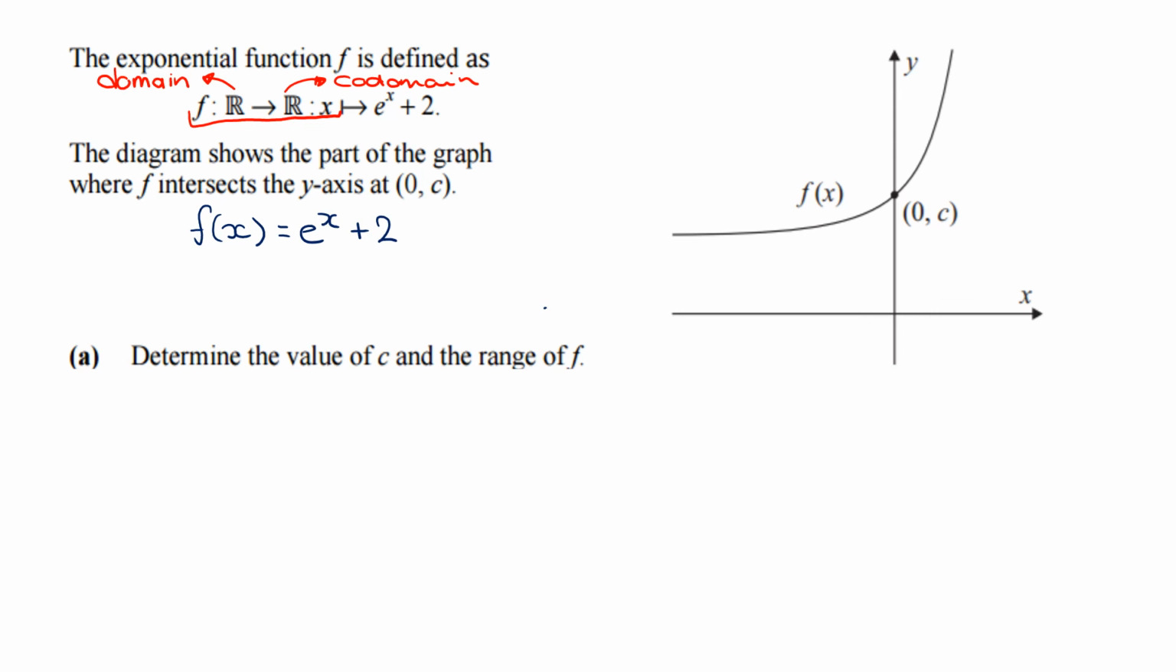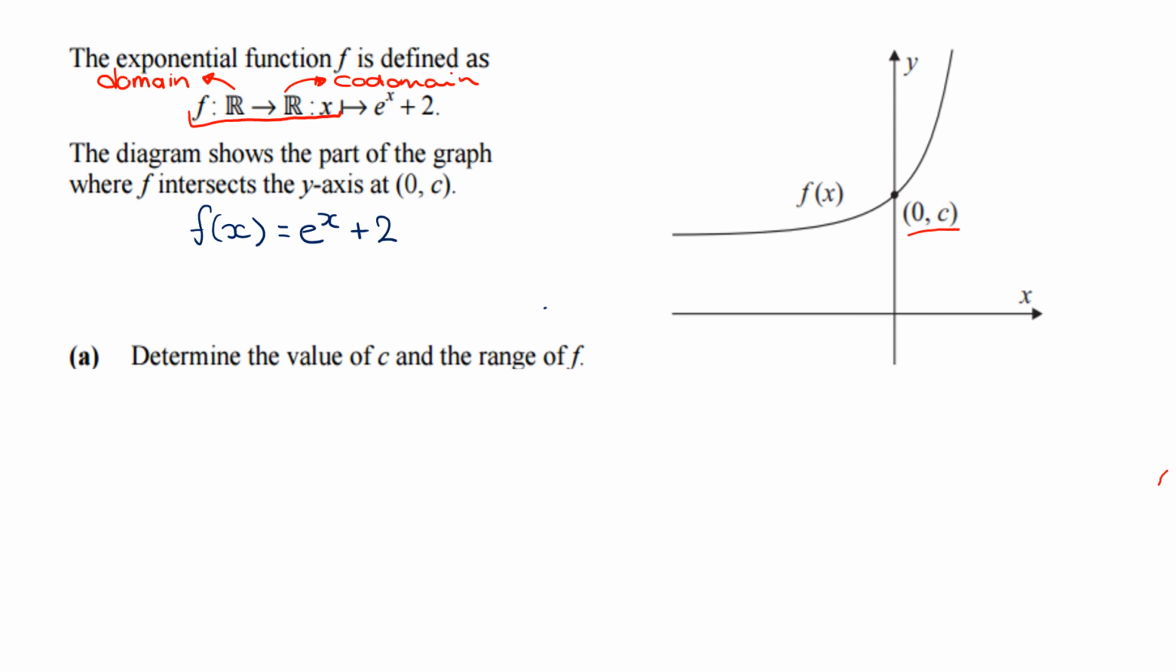So determine a value for c and find the range of f. So there's 2 parts. The value of c, if we look on the graph, c is actually the y-intercept. Now, in polynomials, which we probably deal with more than anything else, that c is the constant. So if it's a linear, if it's quadratic, if it's cubic, if it's degree 10, it's always going to be the constant will give us the y-intercept.